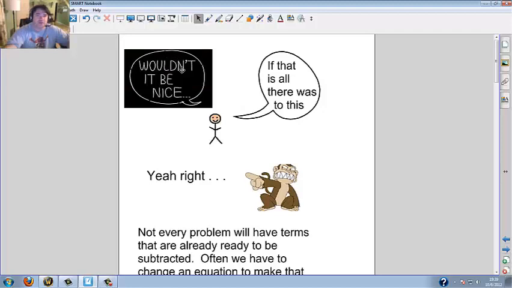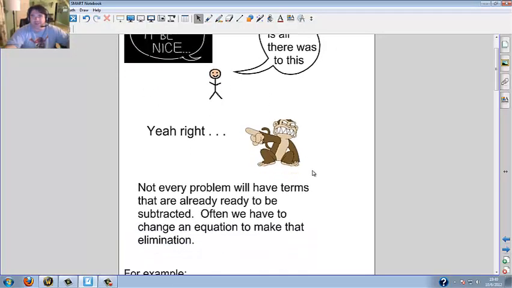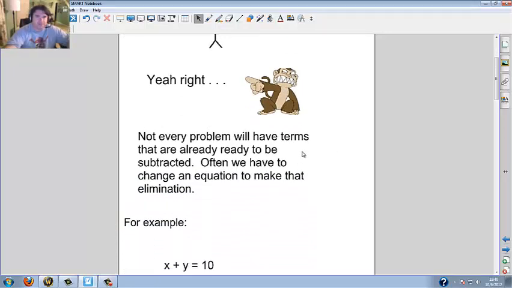And back. Wouldn't it be nice if that's all there was to it? Yeah, right. Even the angry monkey knows that's not the case. Family Guy reference. It's a naughty show. Shouldn't watch till you're 18.